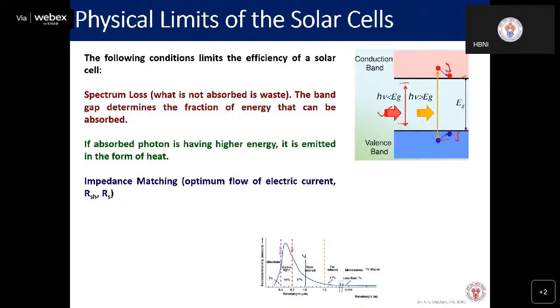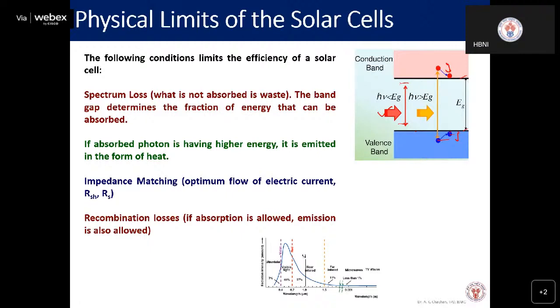And then there is impedance matching. For the current to flow, the impedance matching should be appropriate, otherwise there will not be maximum power transfer. So for that, you need to have the optimum values of shunt resistance and series resistance.